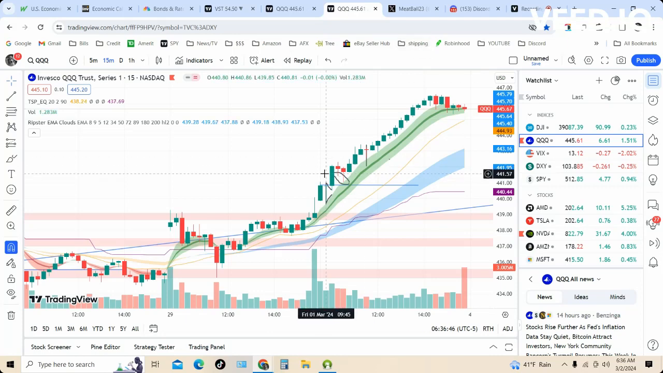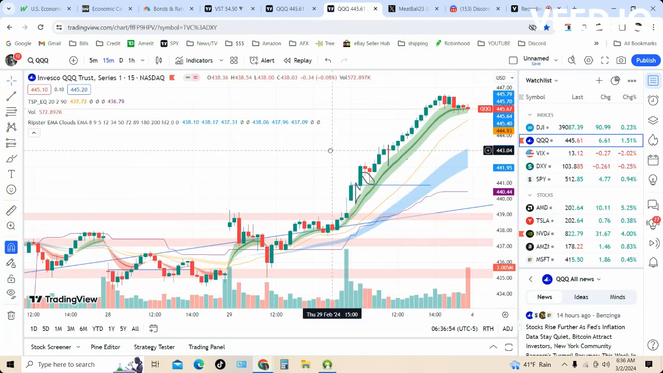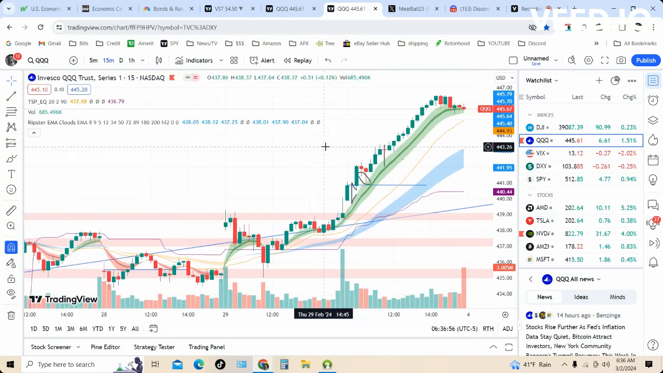So Higby asked me to go over some of the things that we were doing. And of course, this is the QQQ yesterday on the 15-minute chart. And so this one's for Higby. And I don't care if you like it or not.